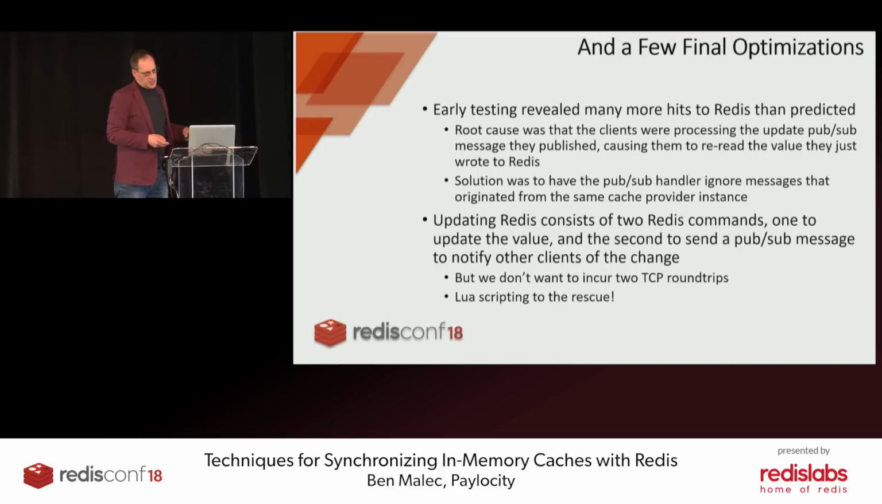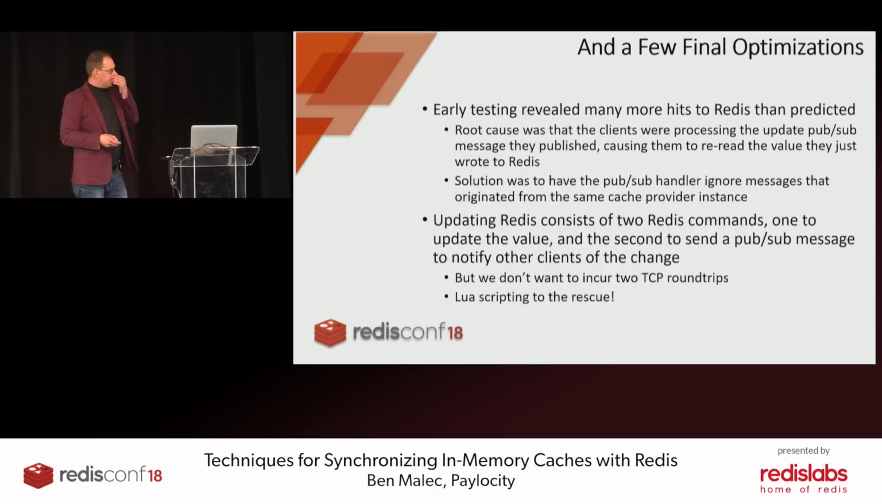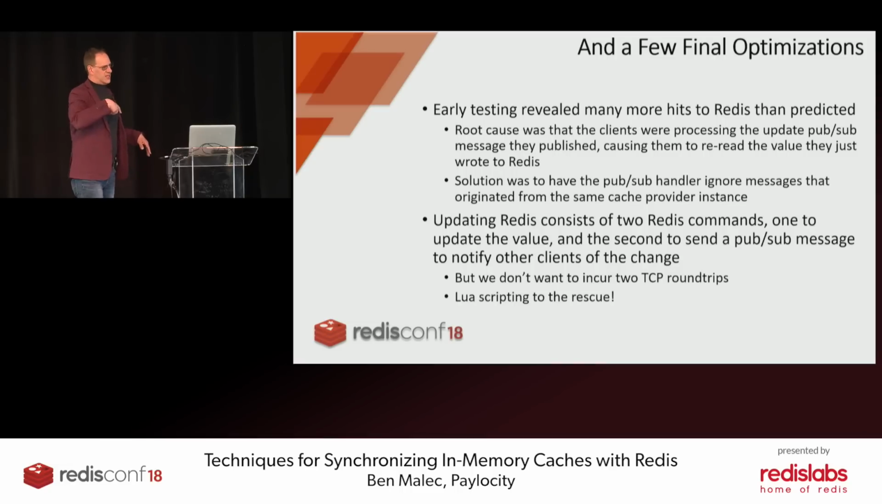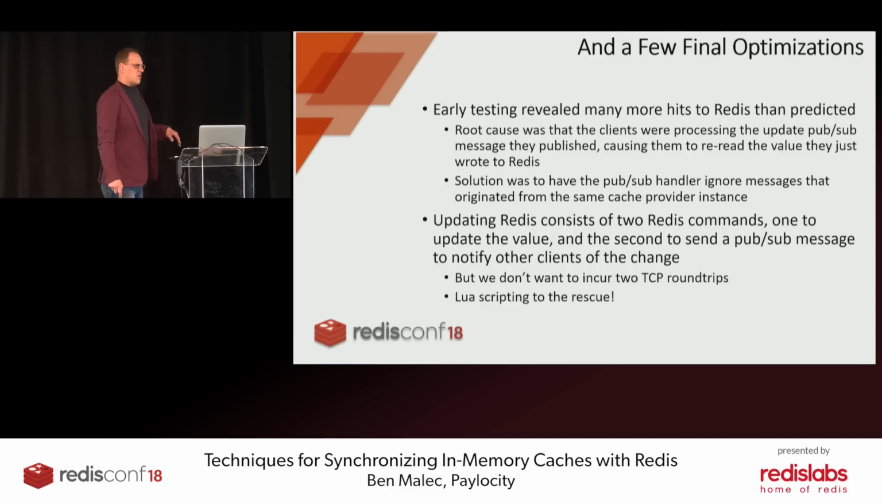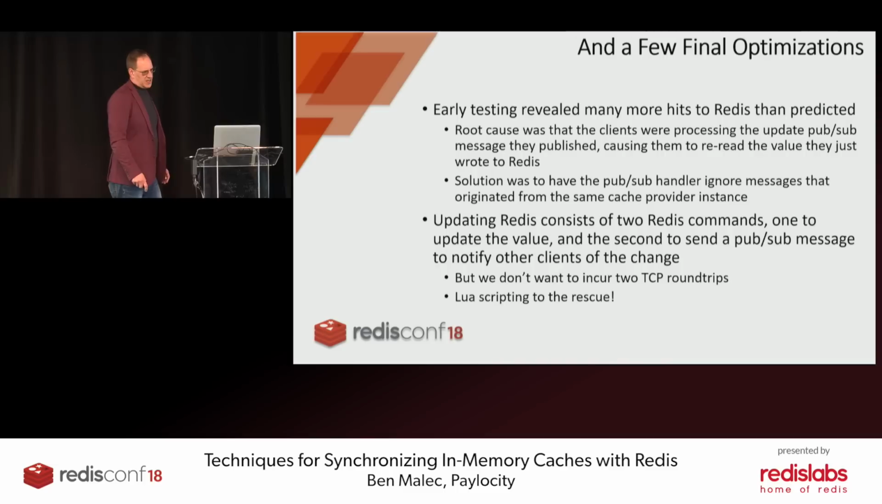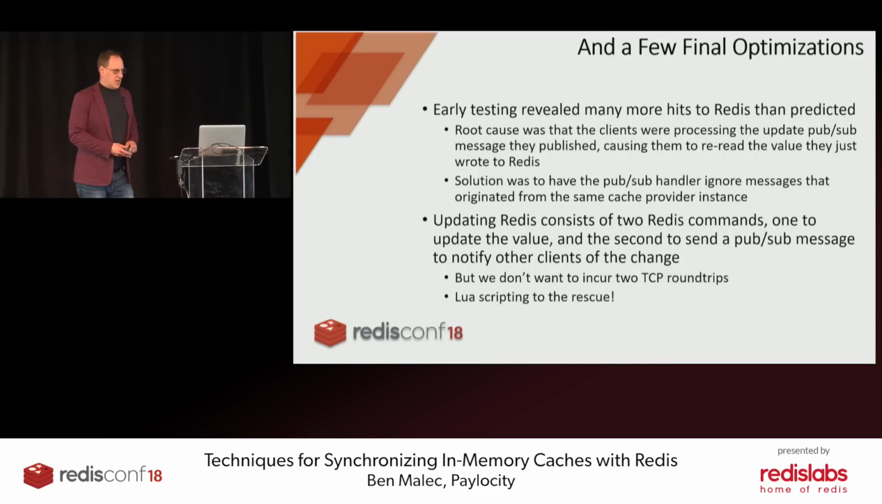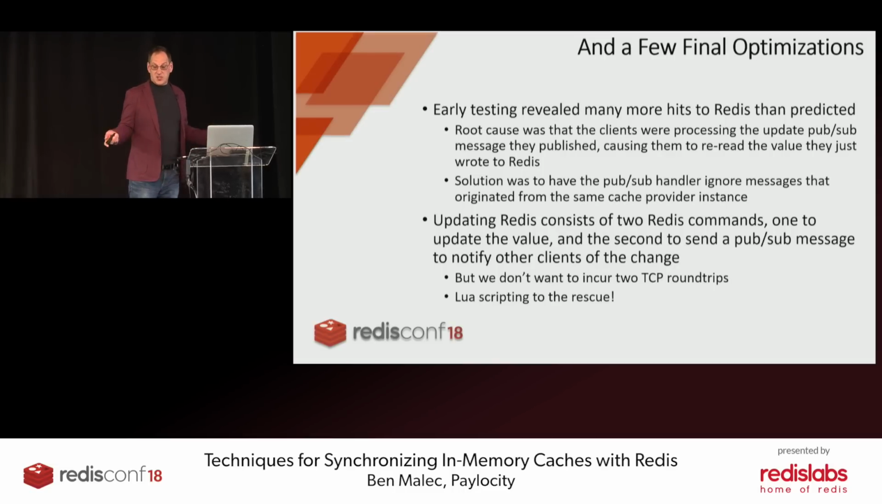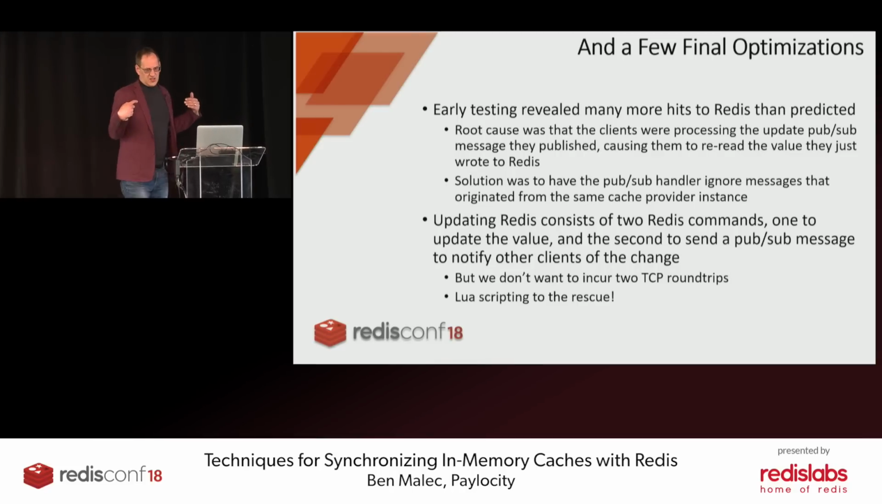A couple things we ran into when we first implemented this. We were really surprised. We were like, this is going to be great. We're going to see like one hit to Redis. It's going to get into the in-process cache, and then it's just going to live in there, and everything's going to be hunky-dory. And we saw right away that we're seeing a lot more traffic to Redis than we were expecting. And we realized the problem was that we'd update Redis, we'd send a PubSub message for everyone to invalidate their data. Well, we were actually processing our own invalidate.